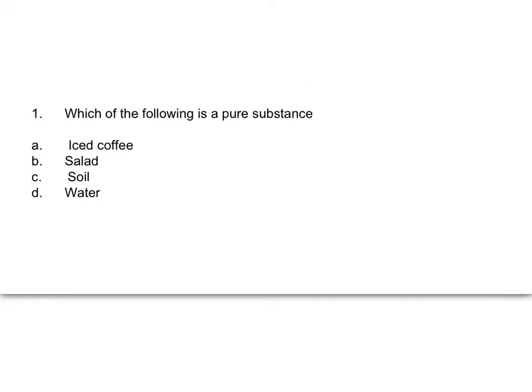Which of these is a pure substance? You have to remember a pure substance means it is either an element or a compound, and a compound is two or more elements that are chemically combined that cannot be separated physically, and they exist in the same proportions everywhere you find them, the same composition.